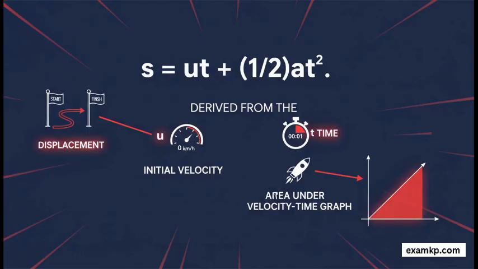Okay, let's move on to our second tool in our kit. s = ut + ½at². Now, this one is fantastic. Why? Because it directly connects the distance an object travels with the time it took and its acceleration. It's basically your go-to formula for any question where they don't give you the final velocity v.